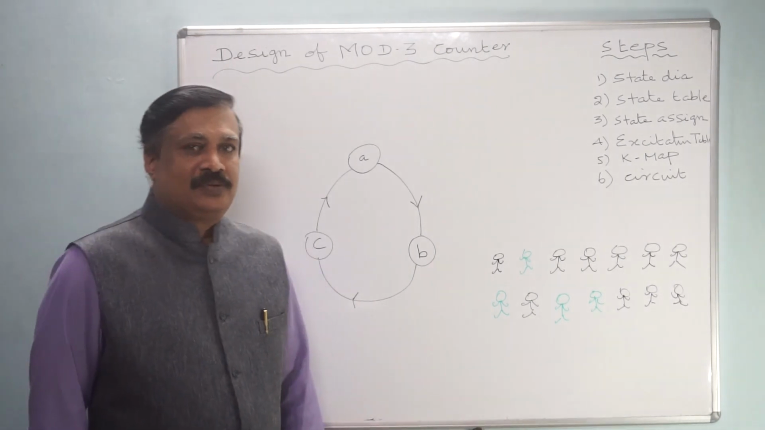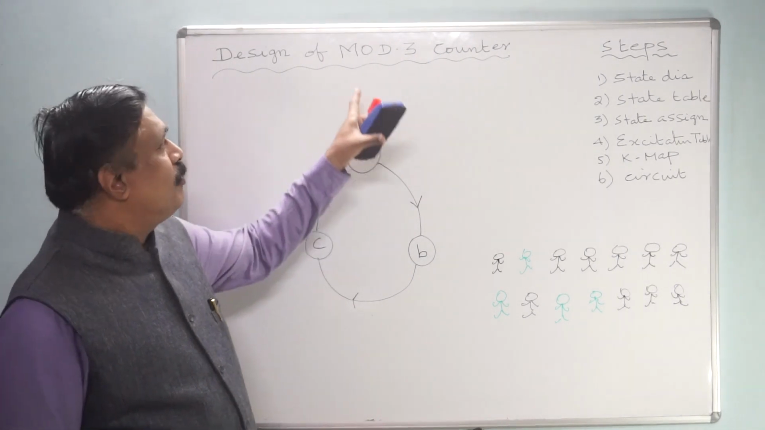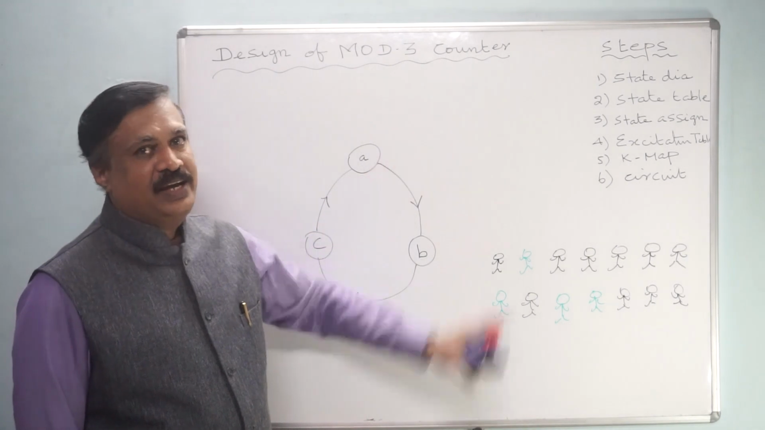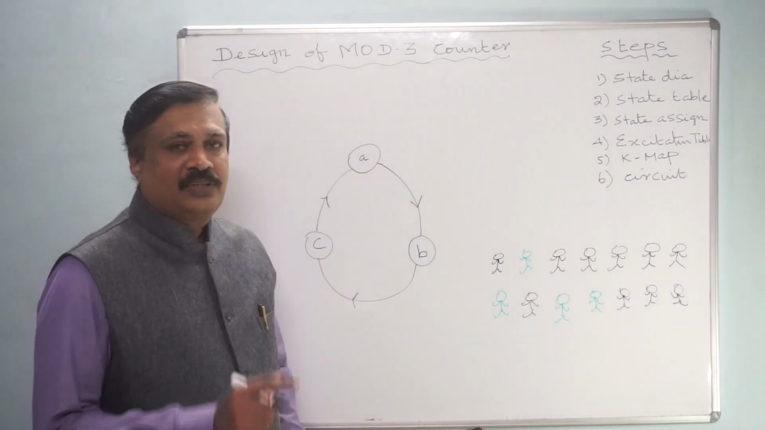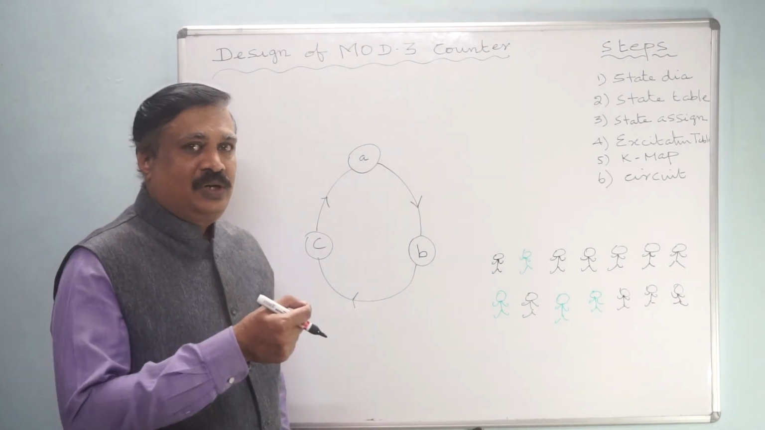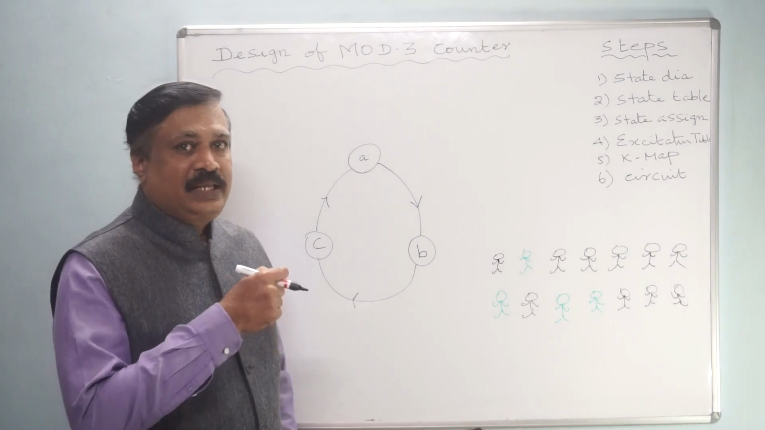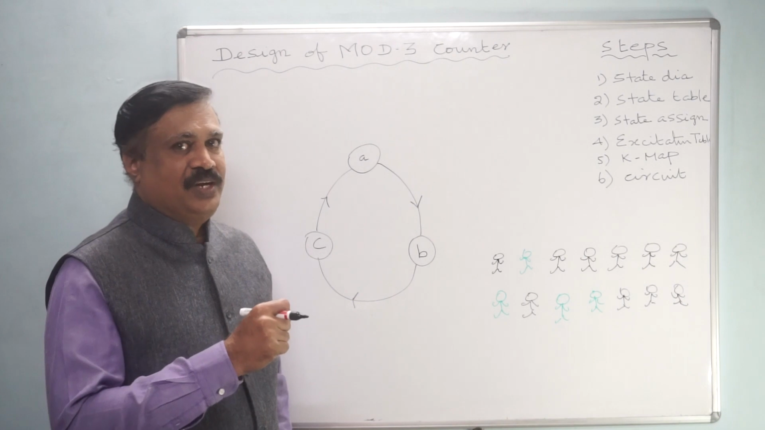Good morning. Today we are going to see how to design a mod 3 counter using a state diagram. It is a mod 3 counter, that means it should count 0, 1, 2. Only 3 states are there.